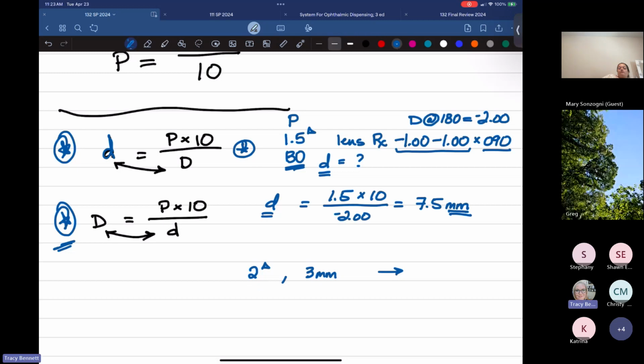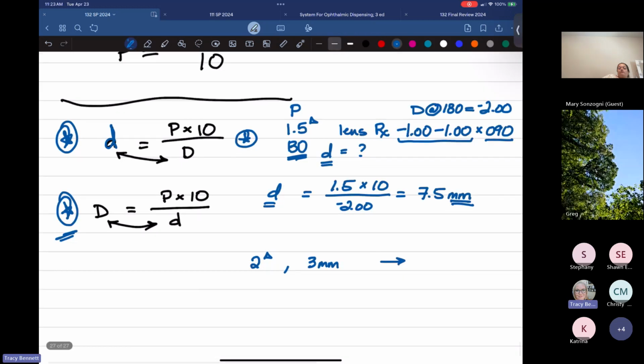A lens was moved 3 millimeters. Okay, this is how this one works: a lens moved 3 millimeters causes 2 diopters of prism. What's the power of the lens? So you have the prism, you have the little d. We don't know what the power of the lens is, so we just plug and chug.